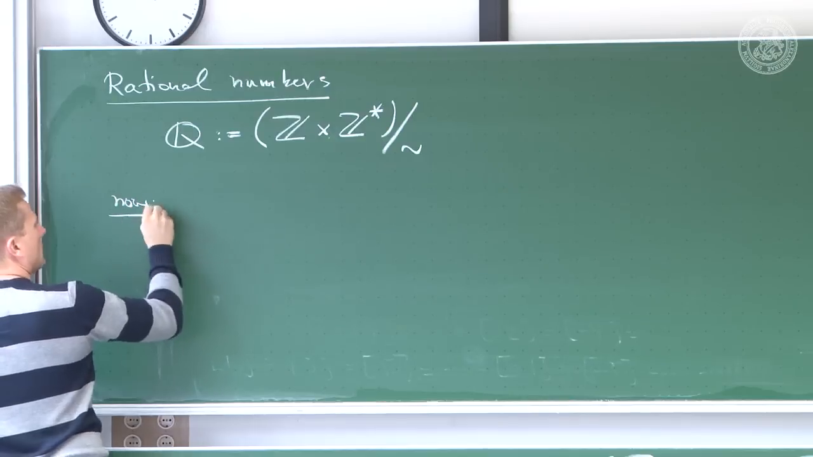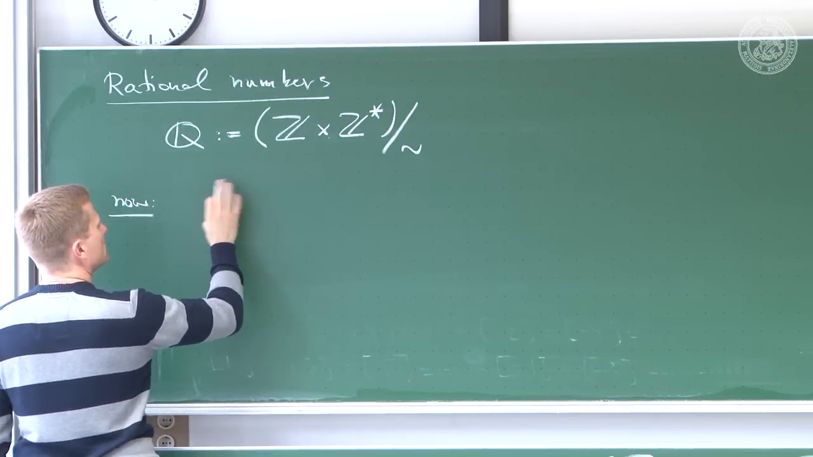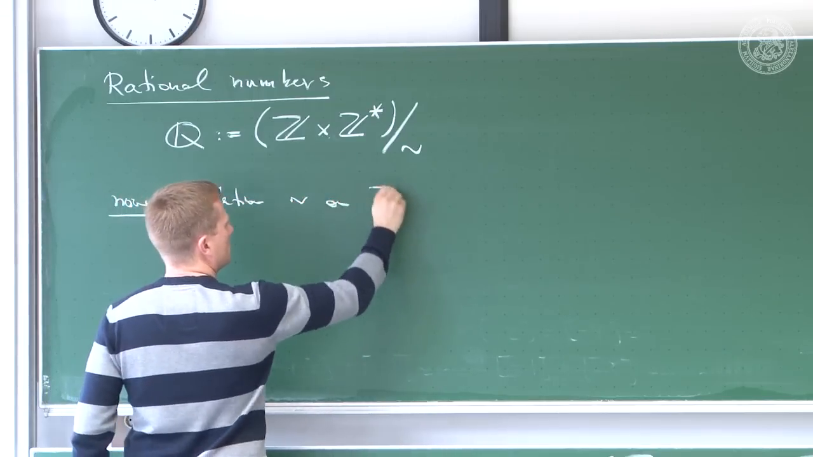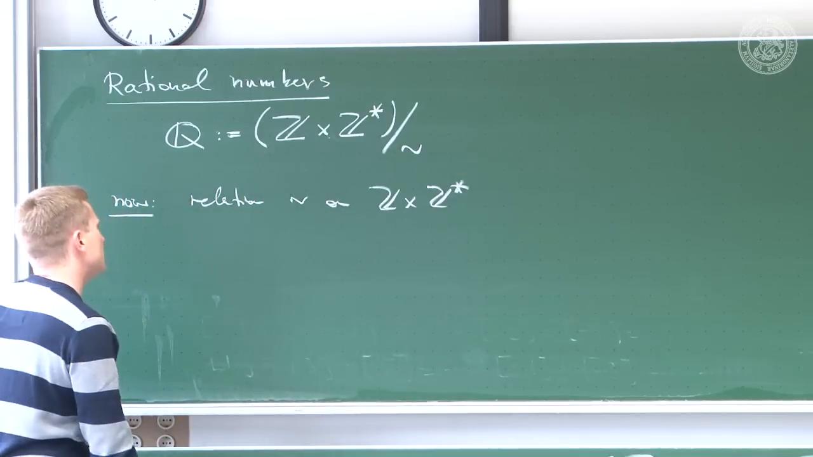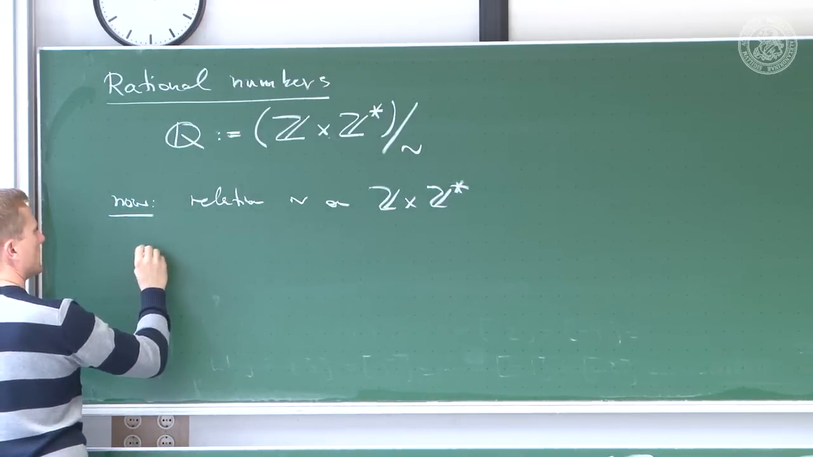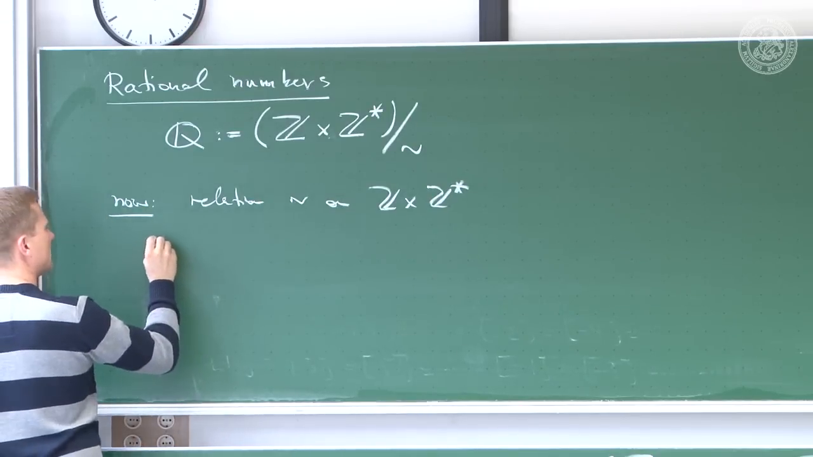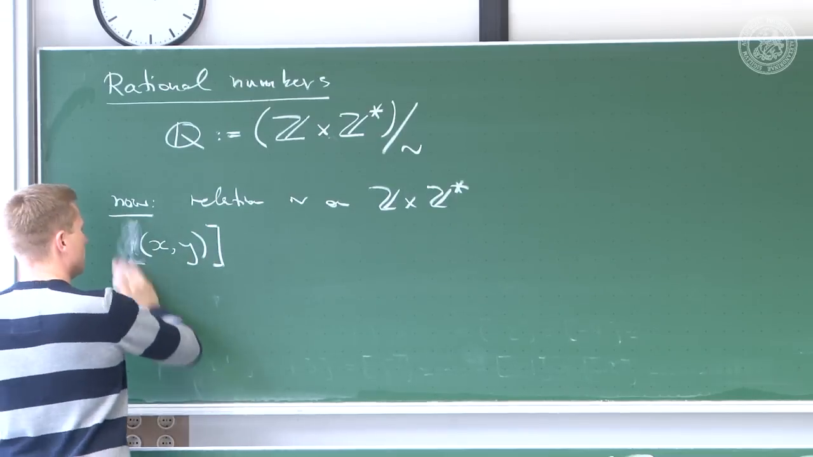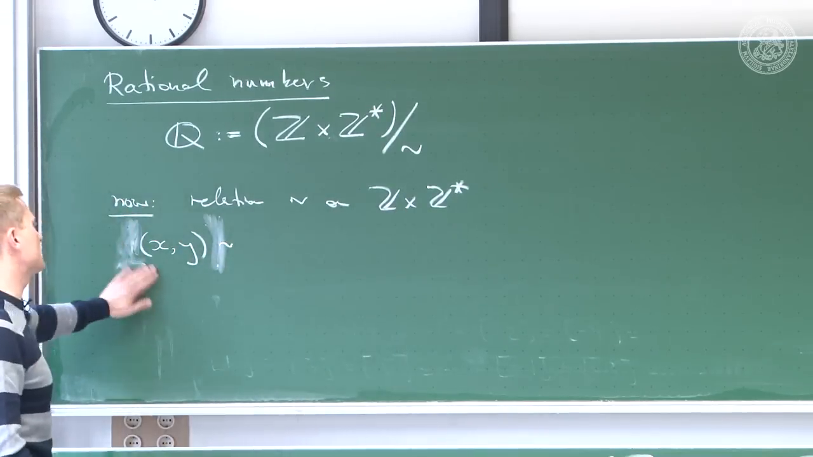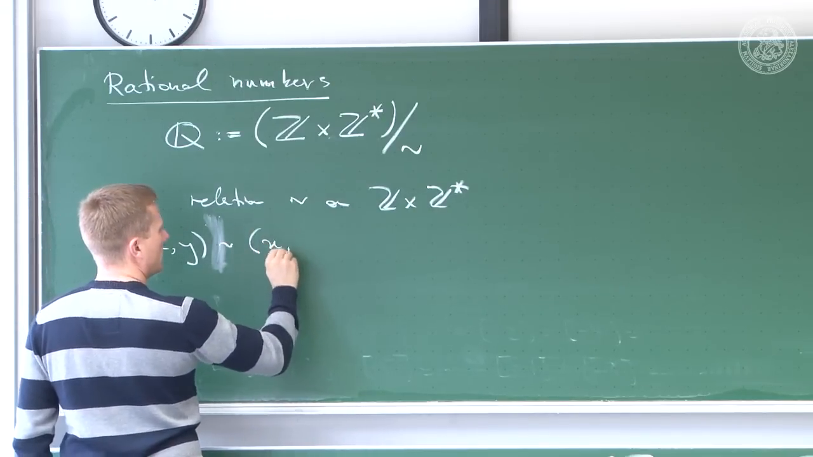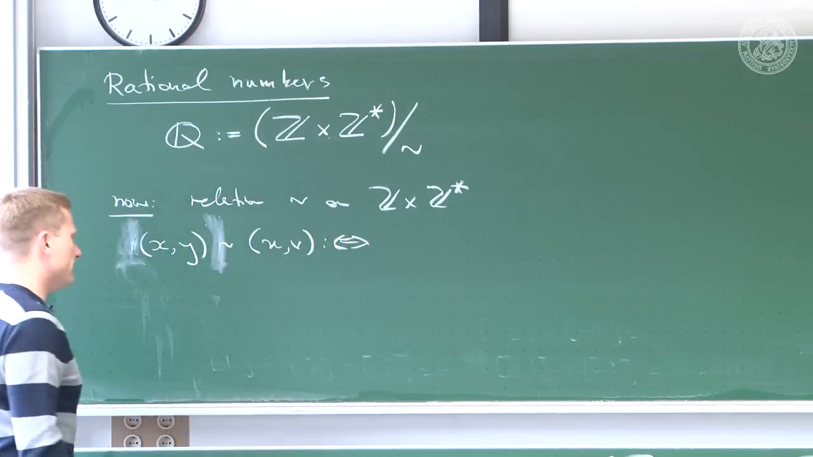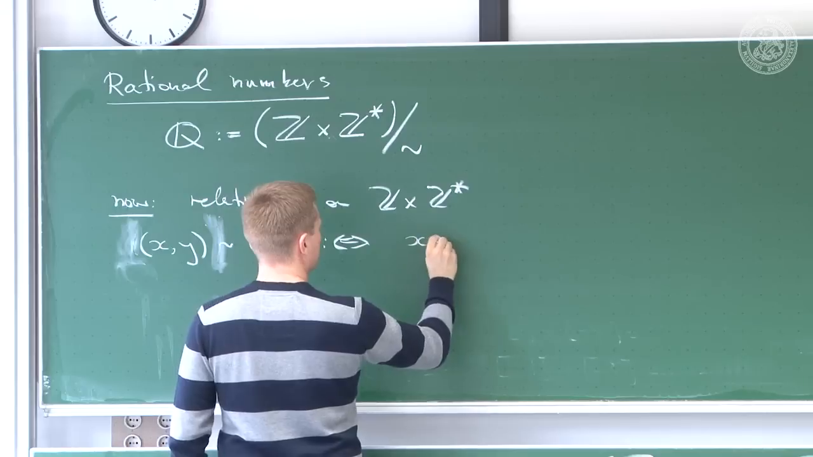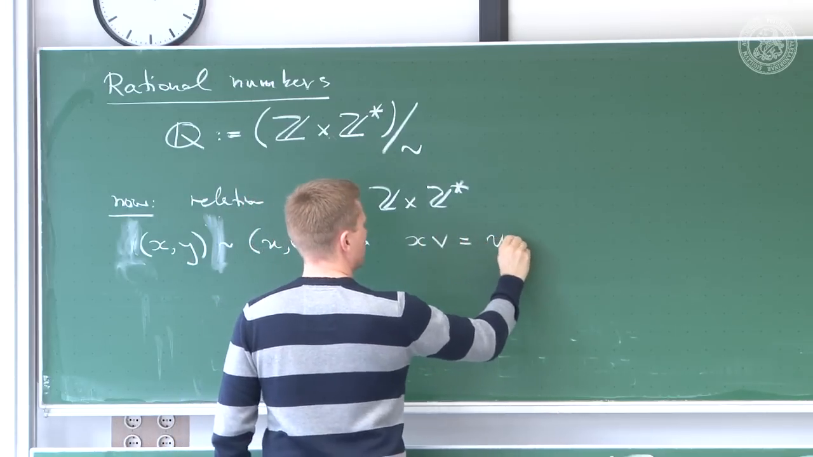But now, this equivalence relation twiddle on this Cartesian product Z cross Z star is defined as follows. A pair, let's call them x, y, an element of this Cartesian product, is by definition equivalent to a pair u, v if x times v equals u times y.